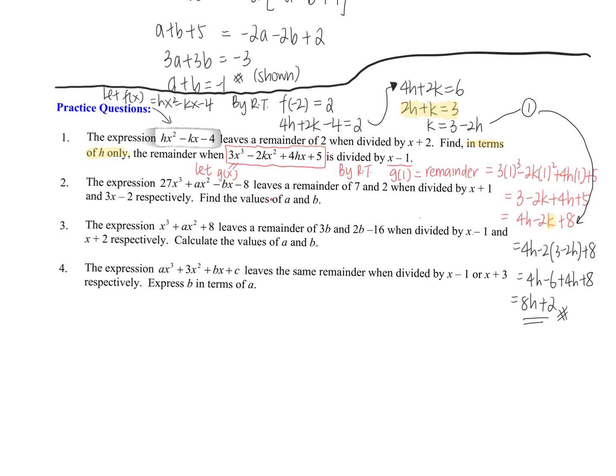Question 2, there will be 2 equations that you need to solve. First of all, you let f(x) be the expression. I'm not going into the details of the solving. You can solve it on your own later. So just let it be f(x). This is always the first step. Then by remainder theorem, I will write RT. When you divide it by x + 1, your remainder is 7. So this is the first equation you will get.